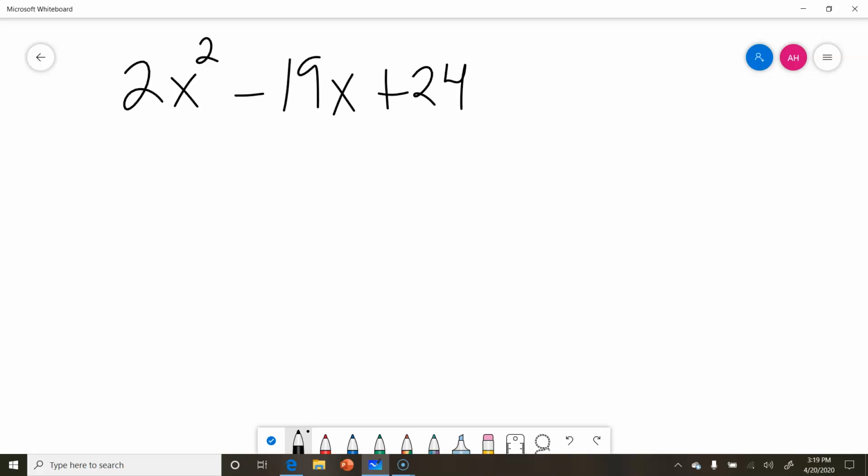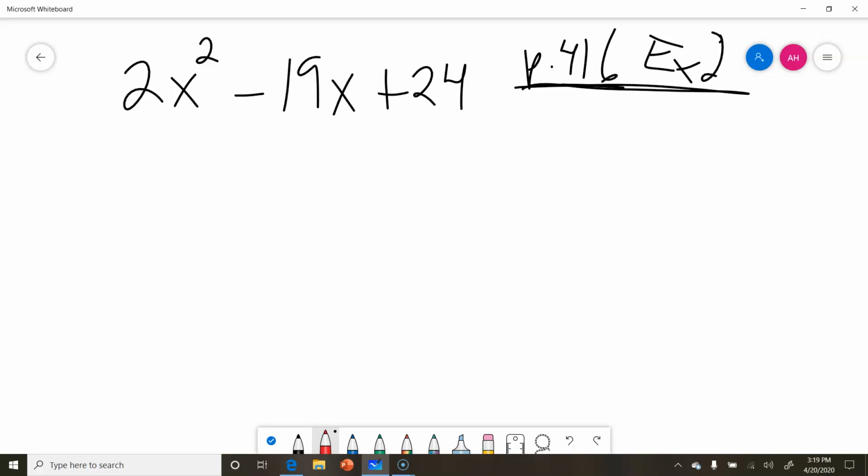It was kind of confusing. So here's one: 2x squared minus 19x plus 24. Okay, now this is on page 416, so you need to be there. This is example 2. Example 2. I would turn there if I were you.